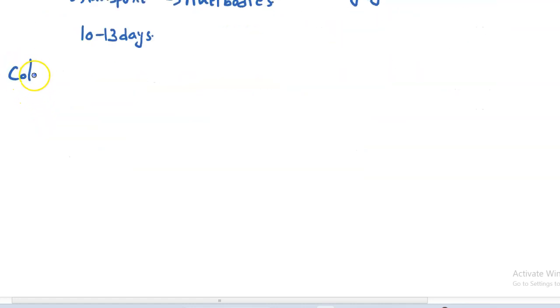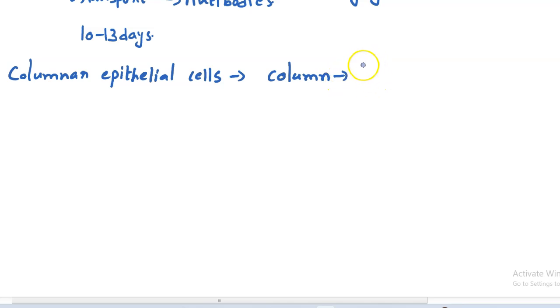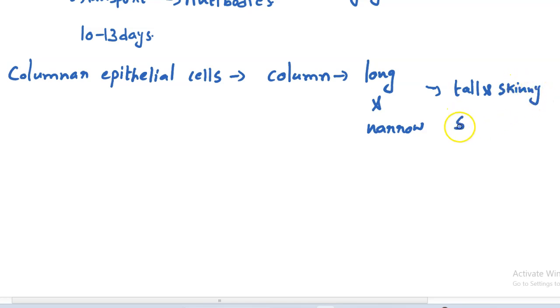Columnar epithelial cells are animal cells. The name itself indicates these columnar epithelial cells are column-like in appearance, which indicates they are long and narrow, that is, tall and skinny compared to their width. They exist as a single layer.